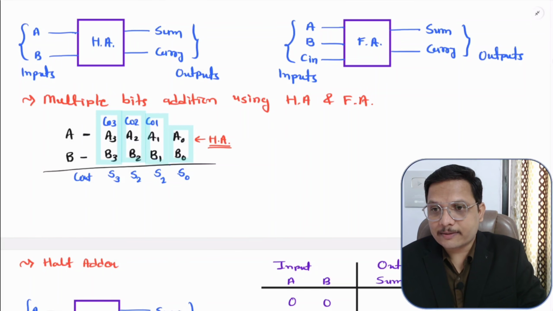So here, my dear students, what we are doing, we are adding 4 bits. To add 4 bits, you need 1 half adder and 3 full adders, right? So if you want multiple bits of addition, let us say you want to add 8 bits, then you need 1 half adder and 7 full adders. That is how multiple bits of addition can be performed.